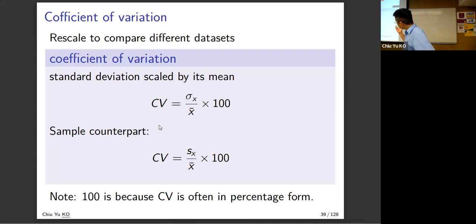And CV is nothing, right? We just normalize it without the unit. The reason why we do that is, I think, it's useful to compare across different data sets, right? Because different data sets can have different means, and then you want to compare the spread of the two data sets. That is the way you do it.